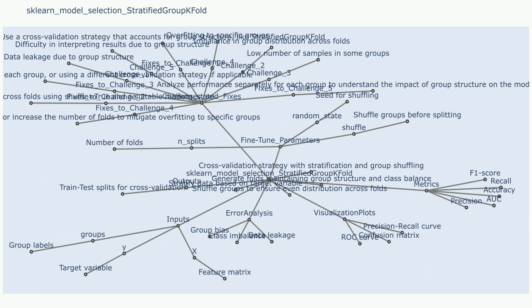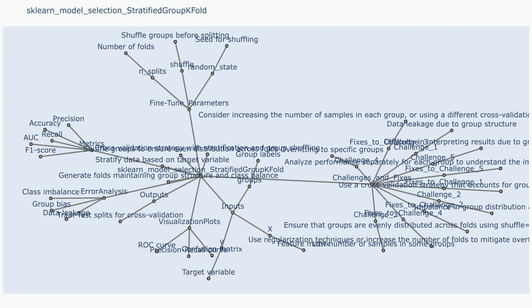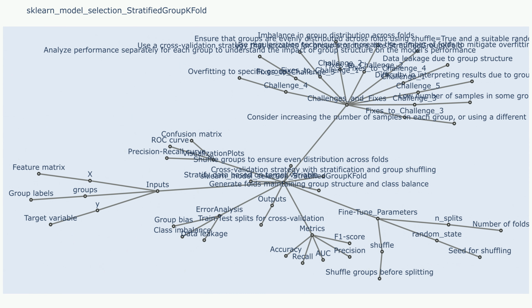Challenge 2: small group sizes. If the groups are very small, it may be difficult to create folds that are representative of the overall data distribution. Sample use case that resulted in challenge 2: a dataset with individuals grouped together, where some groups have only a few individuals.